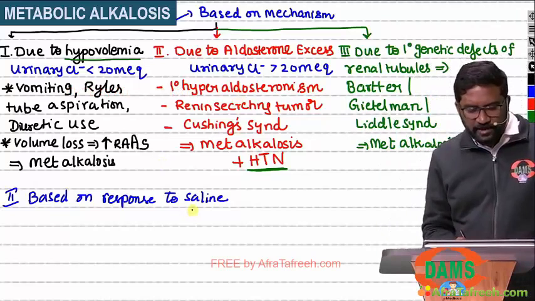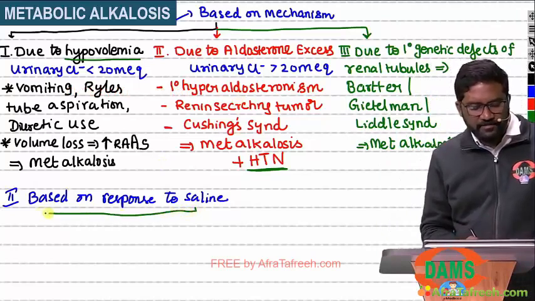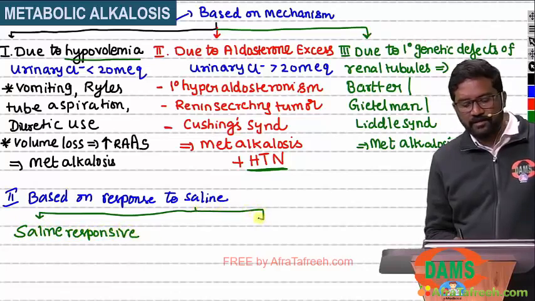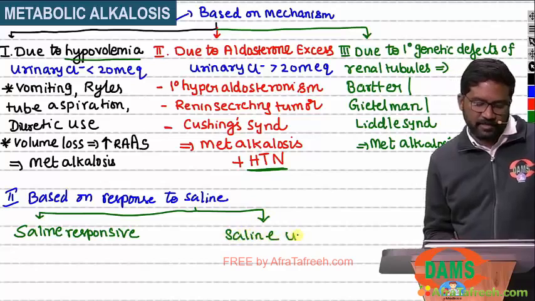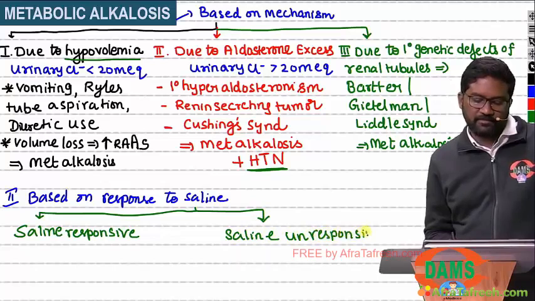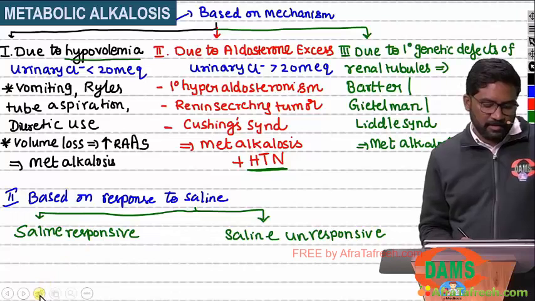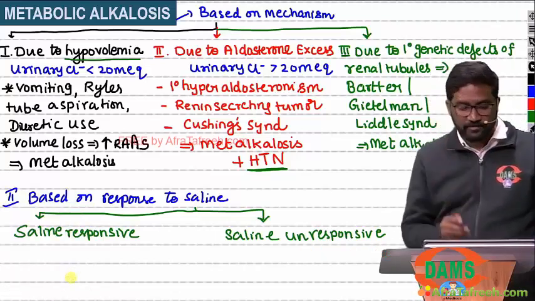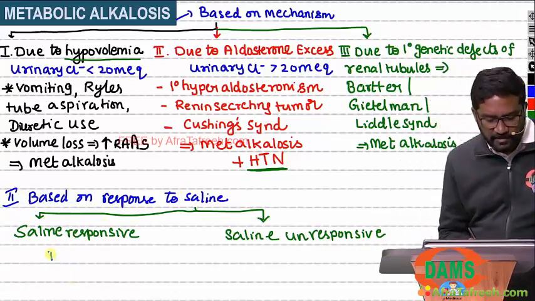Now coming to the second type of classification in the emergency department, we divide metabolic alkalosis into saline responsive, where metabolic alkalosis will be corrected by giving saline. Other is saline unresponsive, where even if you give saline, the metabolic alkalosis may not be corrected. Now with this background, out of these, which can be saline responsive? Your answer should be category 1.